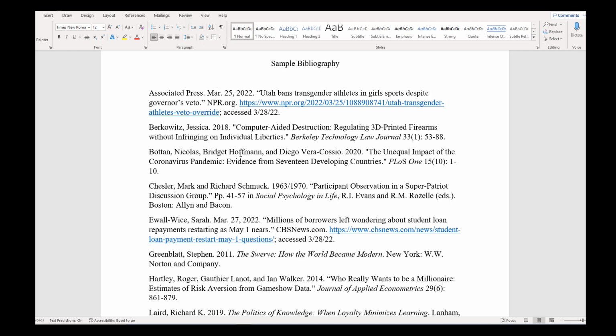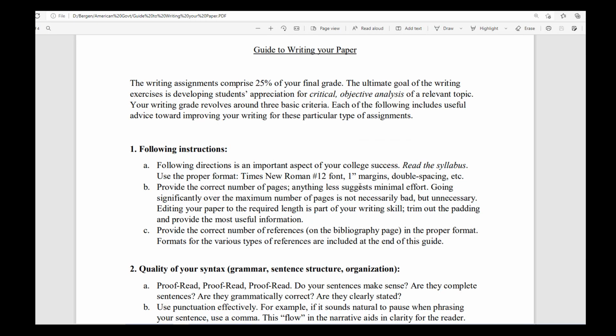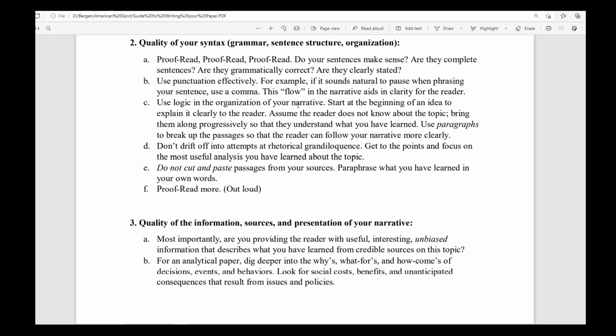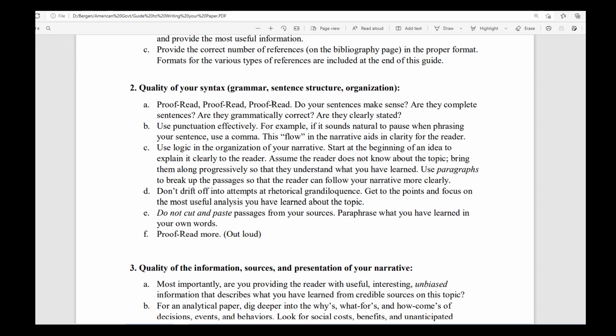All right, now let's look at the guide to writing your paper. This is just a kind of a summary of the three basic criteria that I use when I'm grading your papers. And the writing assignment is 25% of your final grade, so you really want to put some effort into this, using critical objective analysis of your relevant topic that has been submitted and approved. The first criteria is following instructions, and we've talked about that quite a bit. So let's just jump to the second criteria, which is the quality of your syntax.